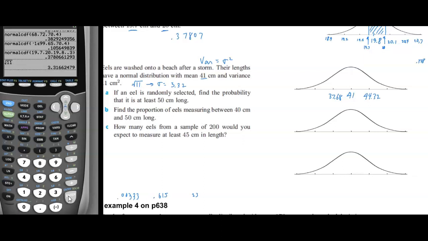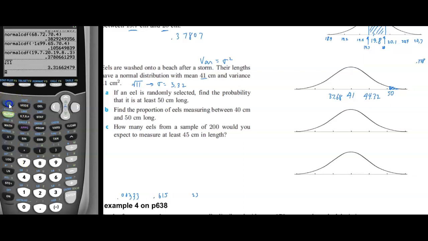If an eel is randomly selected, find the probability that it is at least 50 centimeters long. 50 centimeters long looks like it would be pretty far over there, right? And I want at least 50 centimeters long, so that means 50 centimeters or greater, right? So it's going to be a pretty small percentage. Let's take a look at that.